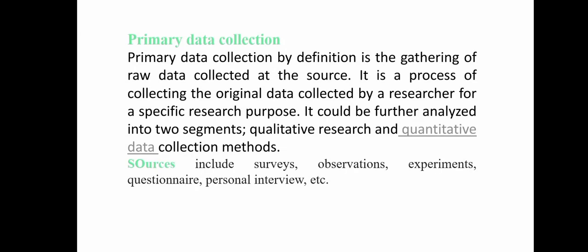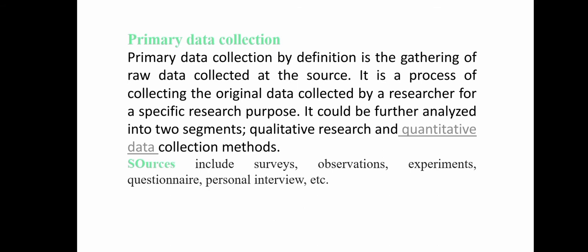Primary data collection. Primary data collection by definition is the gathering of raw data. Raw data means data in its pure form, data in its first-hand form, collected at the source. It is a process of collecting the original data collected by a researcher for a specific research purpose. It could be further analyzed into two segments: qualitative research and quantitative research methods.